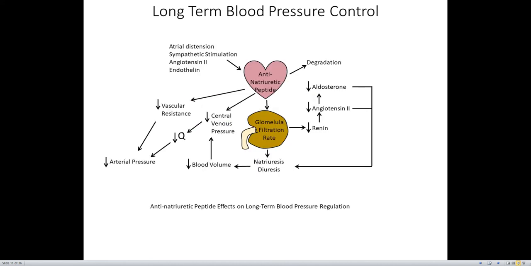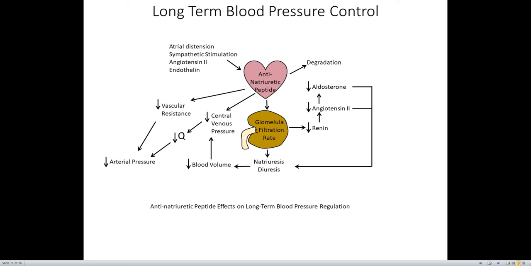Now on the flip side of that, we have the anti-natriuretic peptide effects on long-term blood pressure regulation. And again, this is where we're looking at these baroreceptor reflexes. So when the myocardium experiences atrial distension, sympathetic stimulation, too much angiotensin II, endothelin 1, then it's going to play a role in saying, hey, we need to decrease pressure, we need to decrease volume. And the overall effects are going to be the opposite of what you saw in the renin-angiotensin system.